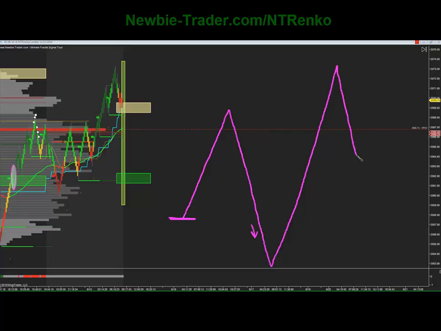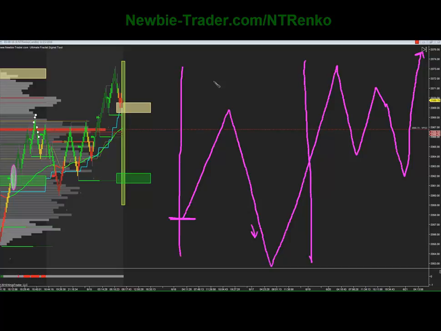And then after 15, 20 minutes, you might get a few flag patterns, and then it ultimately picks a direction. So what does this mean for your trading? Well, for the first I would say 15 minutes to a half hour, from say 2 to 2:30, you're probably best to sit on the sideline and just see which way the market decides to go.